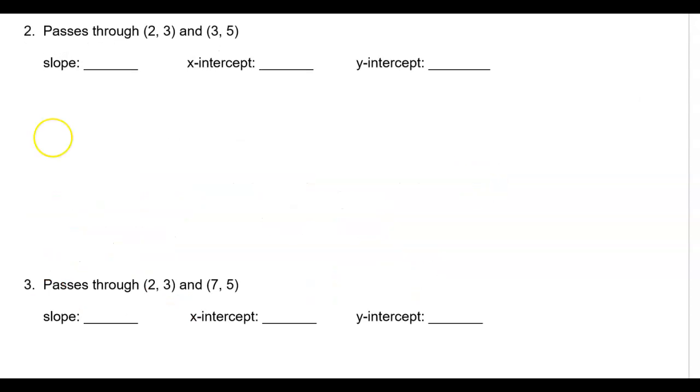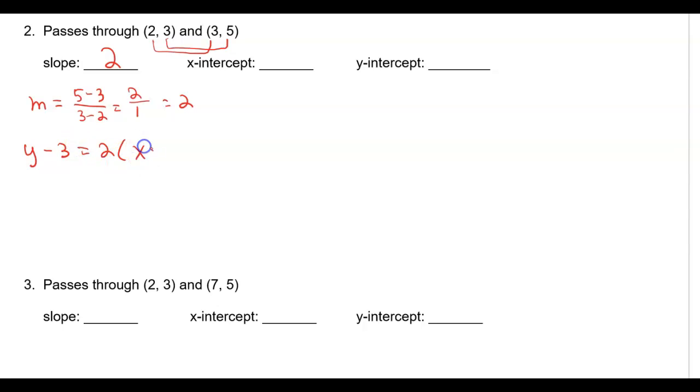Number 2, we get 2 points this time, so we'll have to find the slope ourselves. Let's set up the change in y. I'll write 5 minus 3 on the top and 3 minus 2 on the bottom. So I see a slope of 2. Now I can use point-slope form to set up the equation. y minus 3 equals 2 times x minus 2. So you'll notice I use the first ordered pair. You could use the first ordered pair or the second ordered pair.